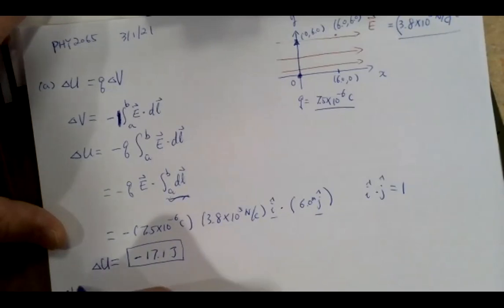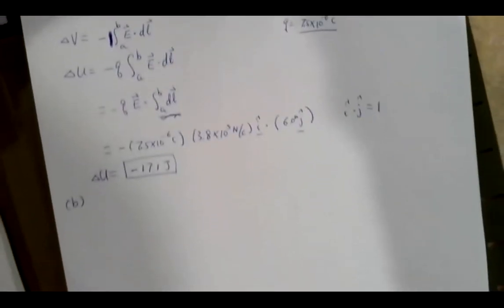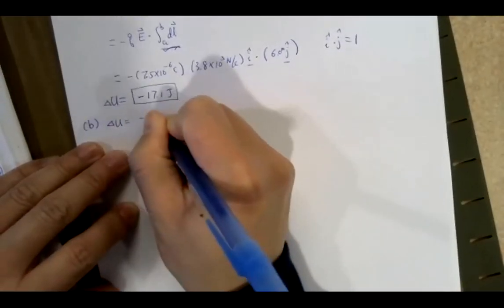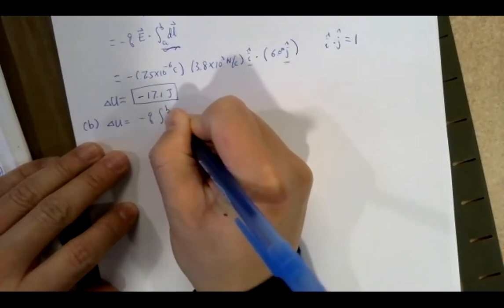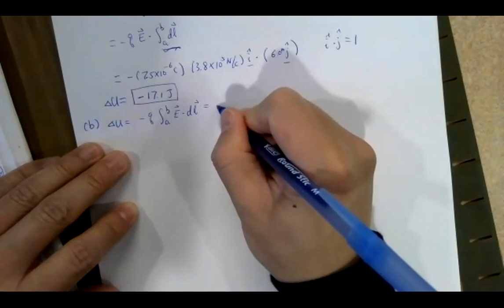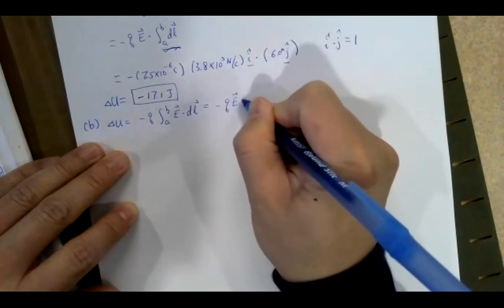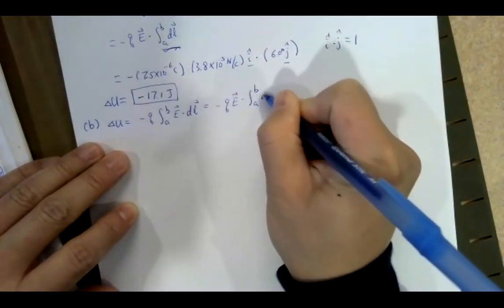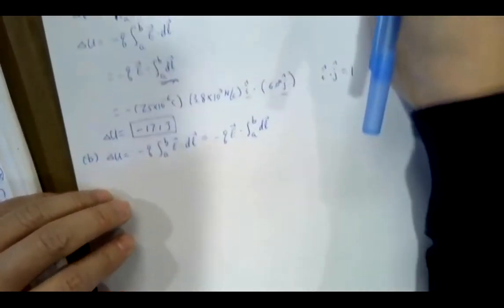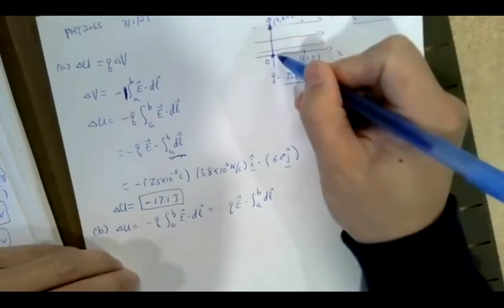Let me know if you have questions on this. If not, then part B will be similar. So this is minus Q integral from A to B of E field dot delta L. Again, the E field is constant, so minus Q E dot the integral from A to B of dL. In this case, you are moving from 0 to 6.0. So then it's this guy.